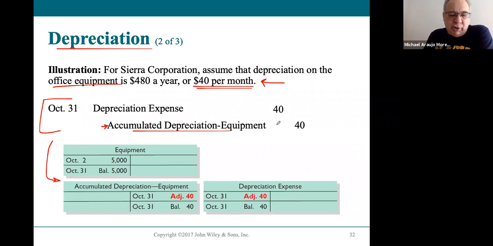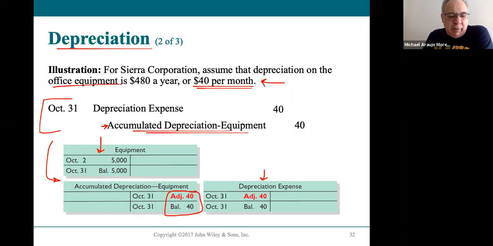So the debit to depreciation expense would show up in the ledger on the debit side of the depreciation expense account. Accumulated depreciation for equipment is actually an asset account, but it's something called a contra asset account. A contra account is an account that has an opposite balance from its normal state. So a contra asset account is an asset account with a credit balance, which is different because all asset accounts have debit balances, right? So that's what the word contra basically means. And so accumulated depreciation is going to show up here.